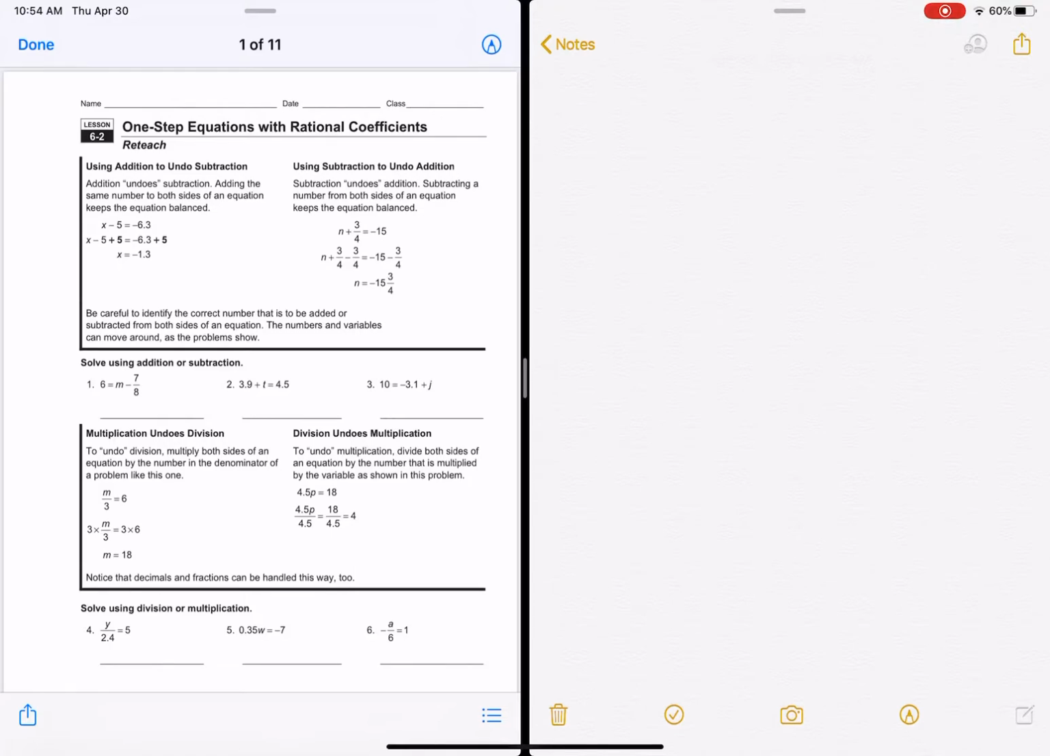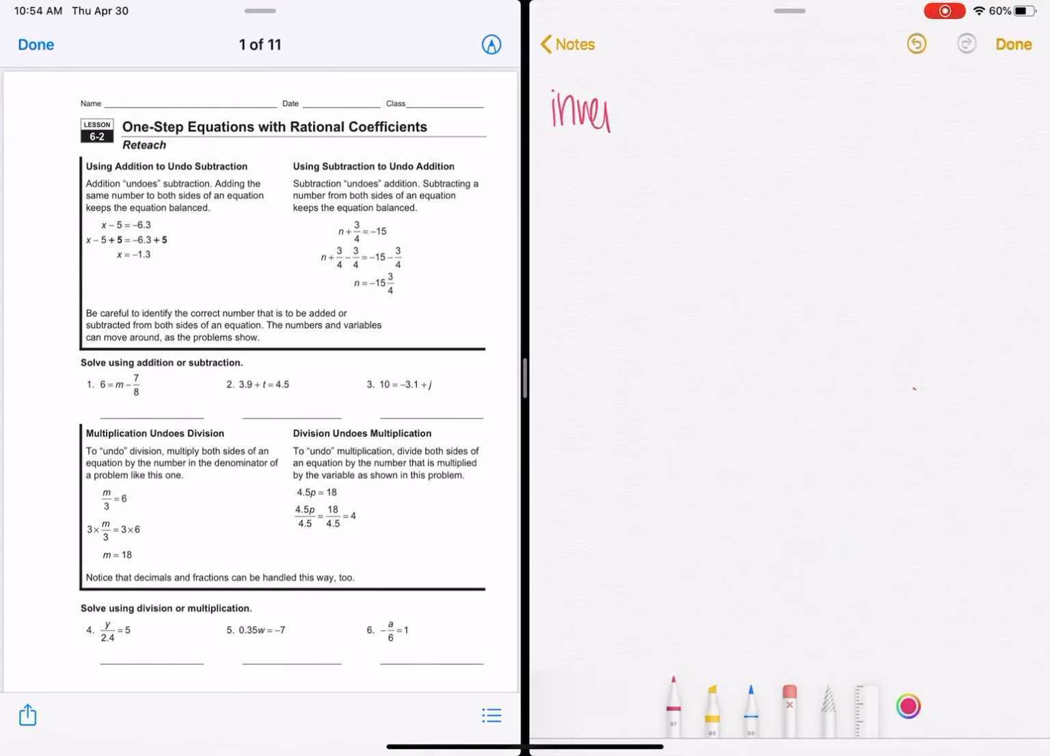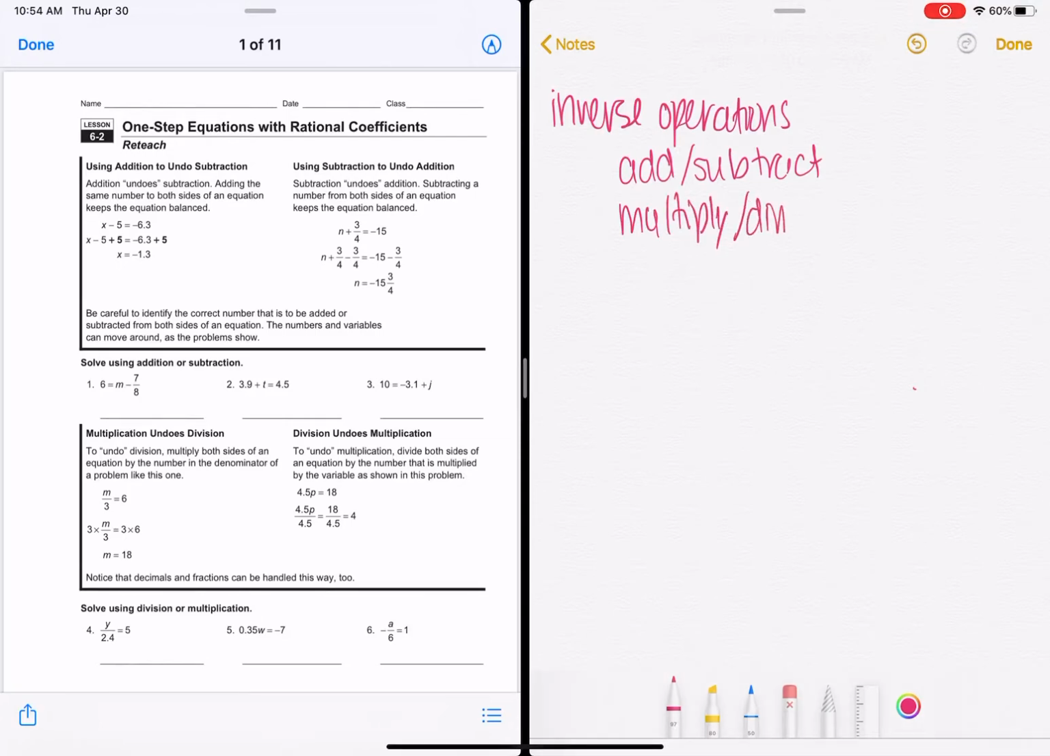When we solve one-step equations, we're going to be using inverse operations. And we've talked multiple times, inverse operations are opposite operations that undo. So adding and subtracting are inverse, and multiply and divide are inverse operations. So the first three are adding and subtracting, and 4, 5, and 6 are multiplying or dividing. So I'm going to do all my work on the right and just write the answers in on the left.